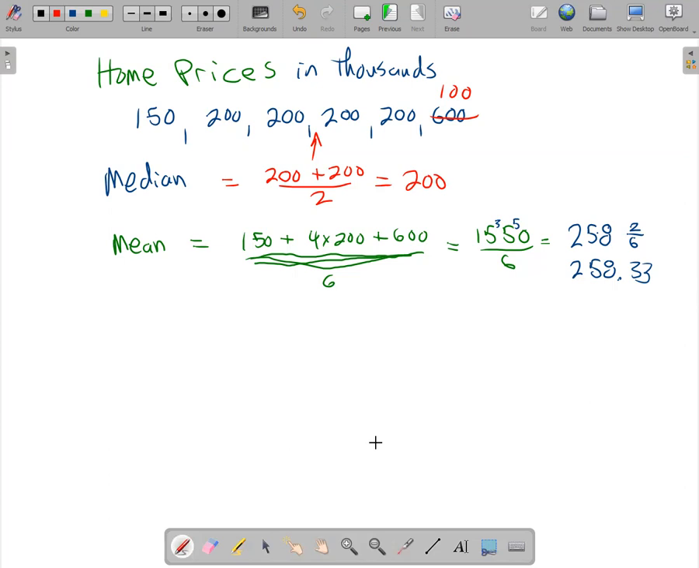Is the average going to change though? Yeah, the average is going to change because this total just went up by $400. So that's going to be what, 1950 over 6. Let's check that out.